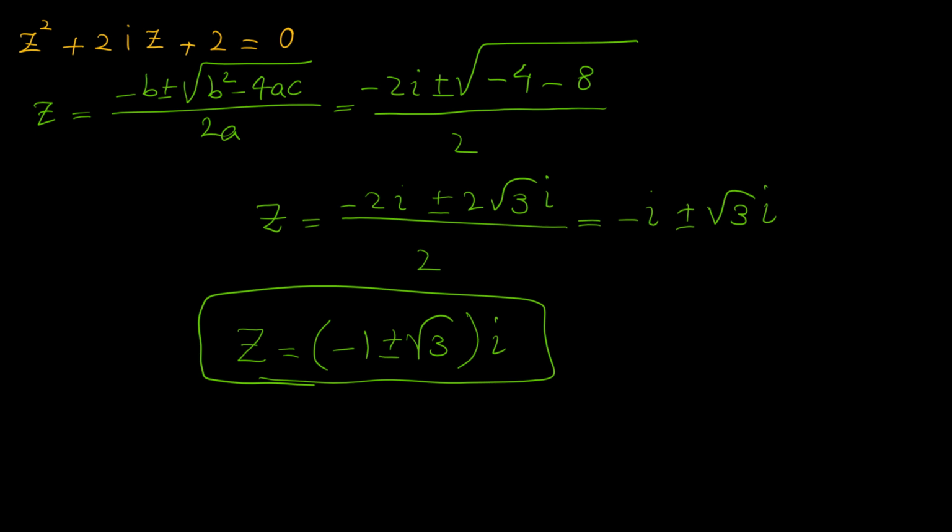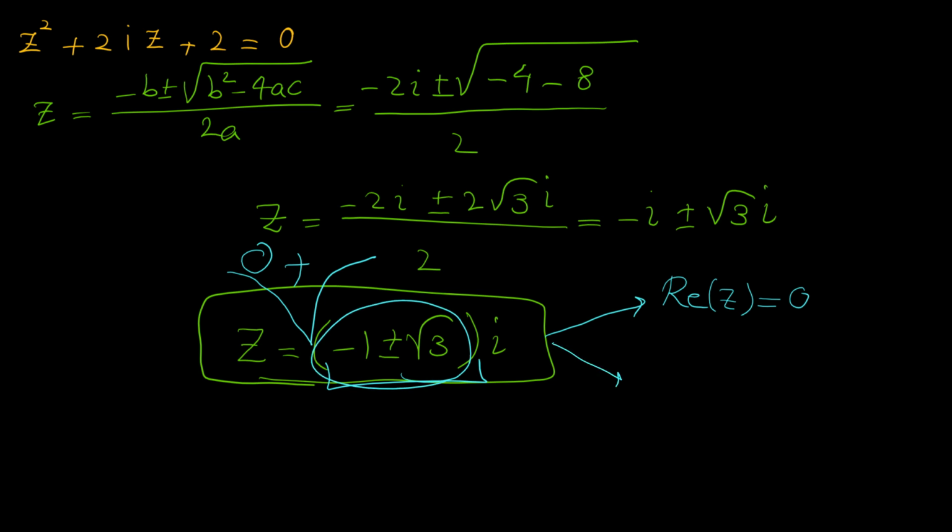The real part of this answer, the real part of z, is 0. Attention, we don't have any number without i here. Basically, we have 0 plus this. So what is this then? That is the imaginary part of z. The imaginary part of z is negative 1 plus minus radical 3.